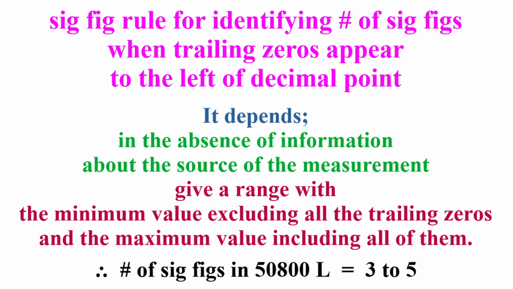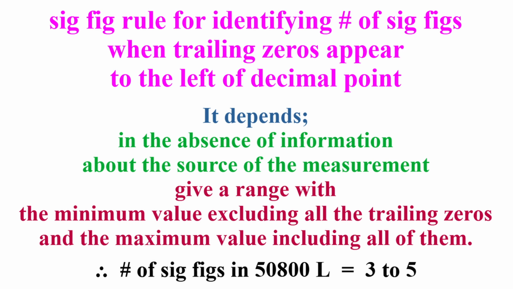So, the simple rule in this case is it depends, and in the absence of more information about the origin of the number, give a range with the minimum value excluding all the trailing zeros and the maximum value including all the digits. Thus, the number of sigfigs in 50,800 microliters is 3 to 5. It is definitely wrong to give the answer as 5 or 3.